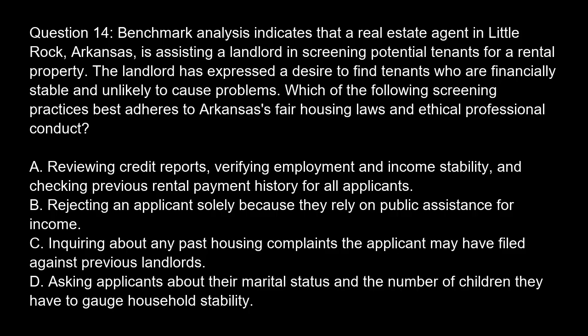Option A. Reviewing credit reports, verifying employment and income stability, and checking previous rental payment history for all applicants. Option B. Rejecting an applicant solely because they rely on public assistance for income. Option C. Inquiring about any past housing complaints the applicant may have filed against previous landlords. Option D. Asking applicants about their marital status and the number of children they have to gauge household stability.